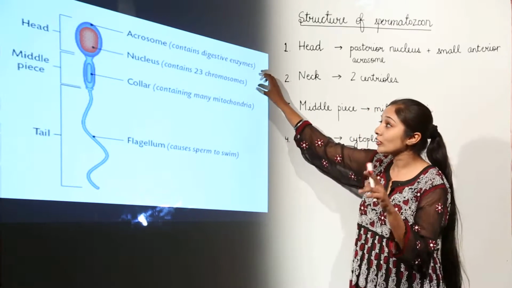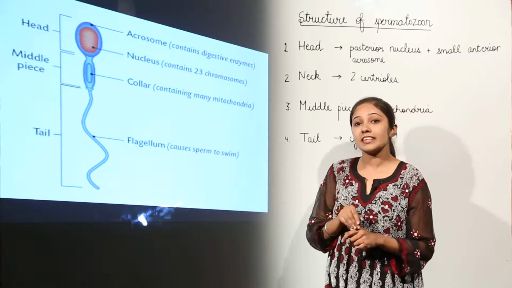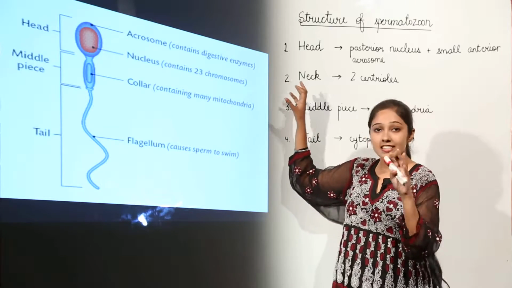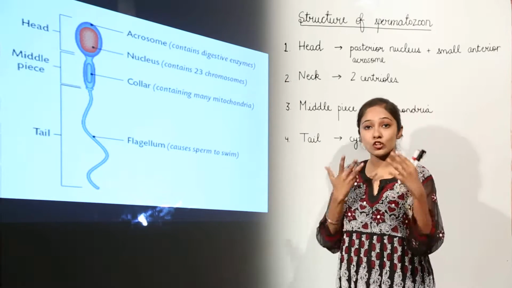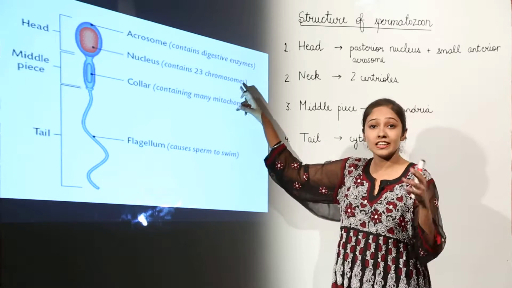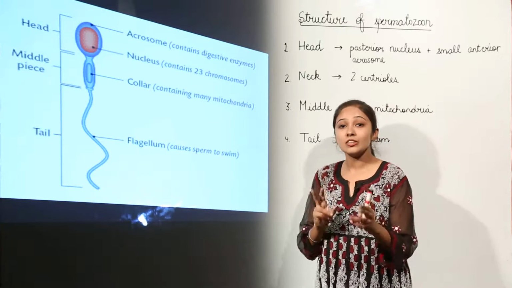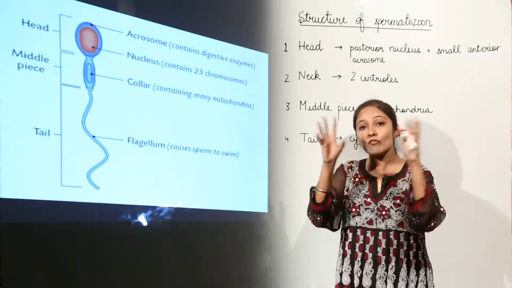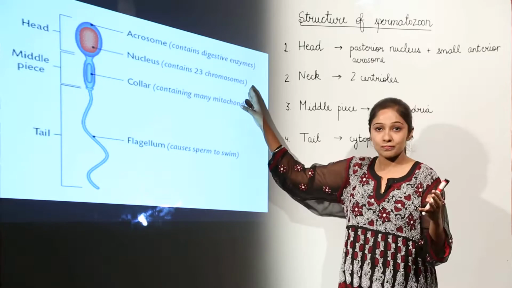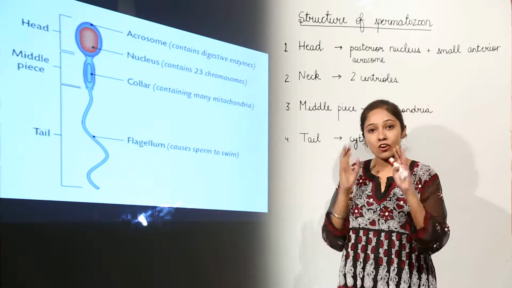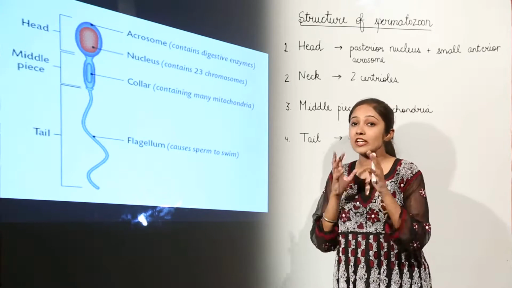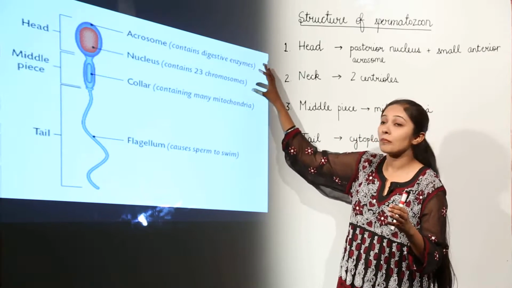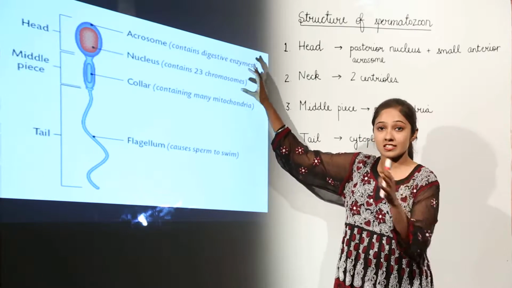And then the head also has a nucleus. Now this nucleus contains condensed DNA. So this DNA is condensed, and how many chromosomes does it have? The nucleus contains 23 chromosomes. Remember that in the nucleus there will be 22 autosomes and 1 sex chromosome. So overall we have 23 chromosomes, and you all know that these chromosomes are very important because they are carrying the genetic material from the male parent. So this nucleus and acrosome form the head of this sperm.